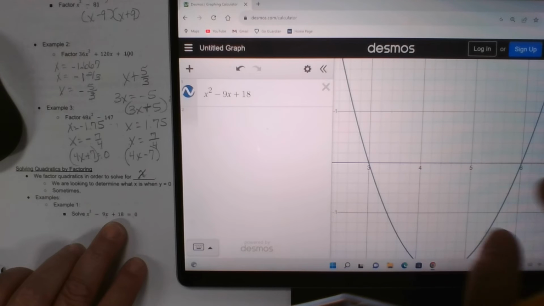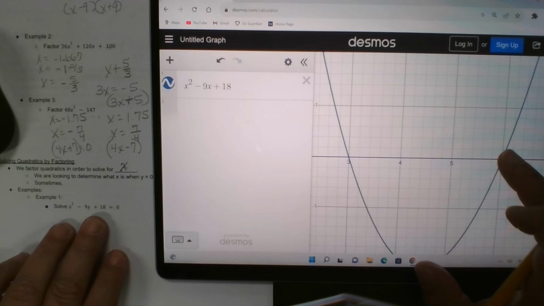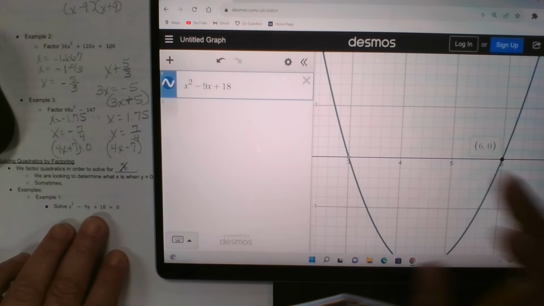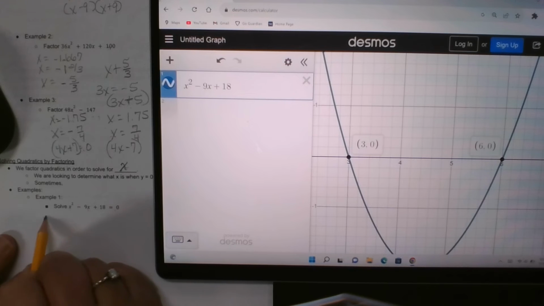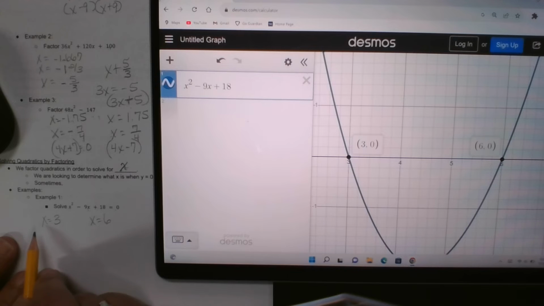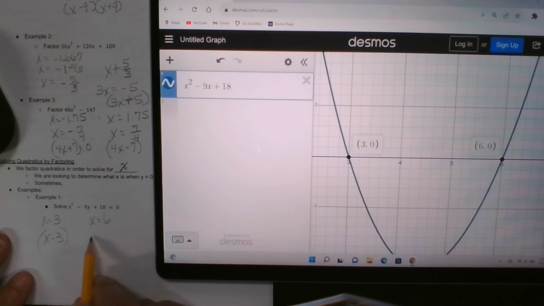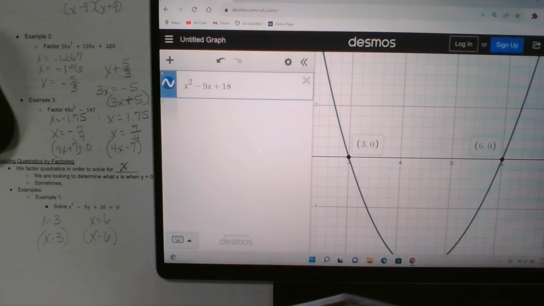Close enough that we can see them. This zero is at 6, and this one is at 3. Oh, that's pretty good. So x equals 3 and x equals 6. Moving that to the other side to get x minus 3. Move that to the other side to get x minus 6. And those are the two factors. I'm solving that equation. I solved for the zeros and I solved for the factors.